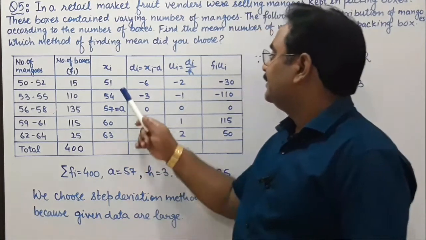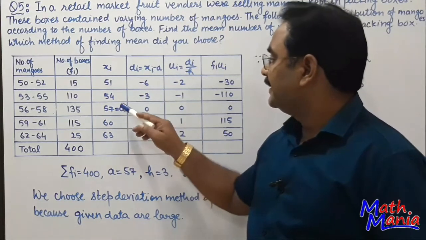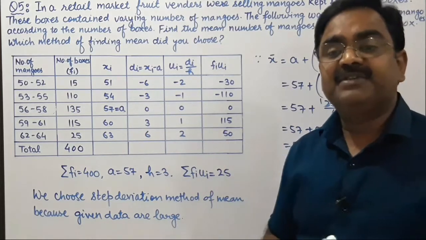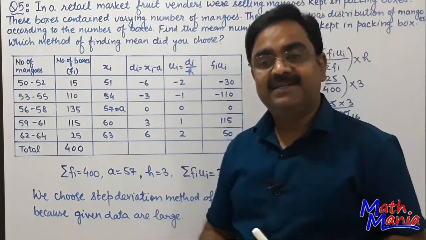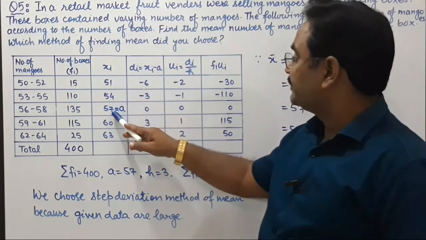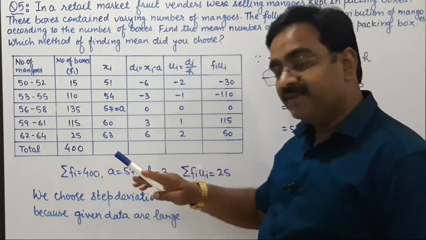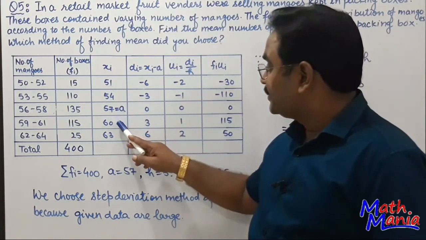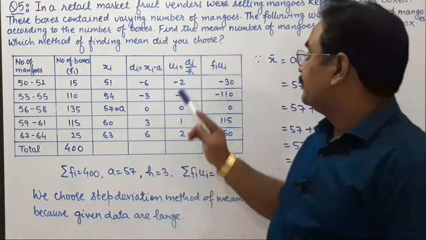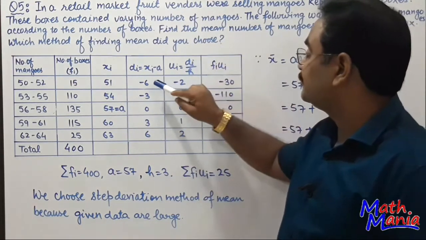Now it is started to find the value of di and ui. Di is equals to xi minus a, that a is the assumed number. As you know that this method is step deviation based on the assumed mean method. So if you have assumed the number 57, so you got 51 minus 57 is minus 6, 54 minus 57 is minus 3, 57 minus 57 is 0, 60 minus 57 is 3, 63 minus 57 is 6. Now we are going to find the value of ui, और इसका फॉर्मूला दिया di upon h. H is equals to 3 we have taken. Why?